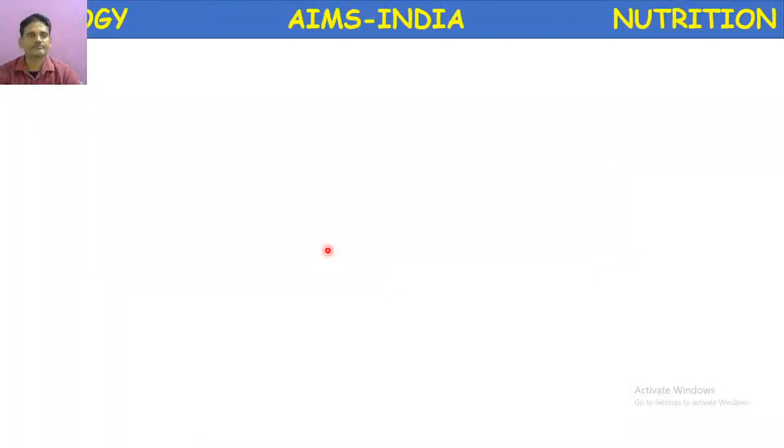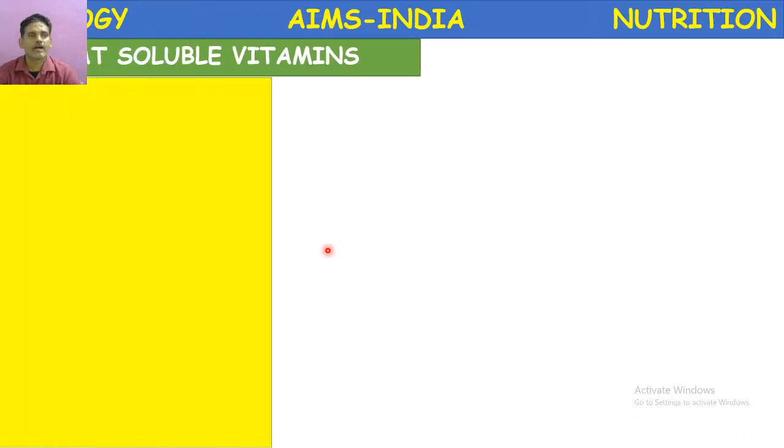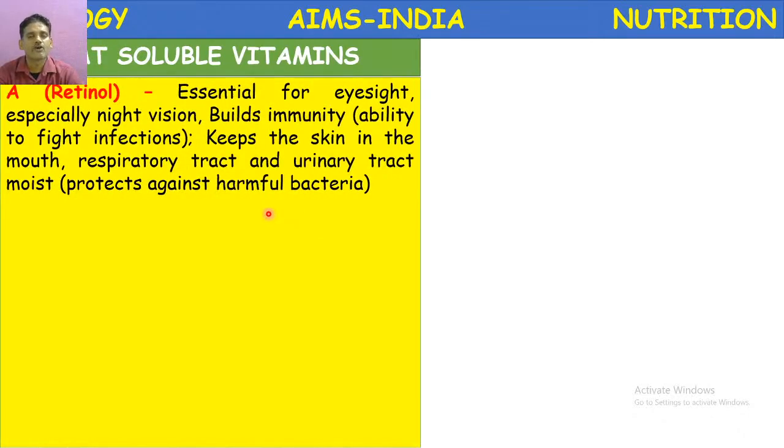Next, come to fat soluble vitamins. What are fat soluble vitamins? The vitamins which are soluble in fat are called fat soluble vitamins. Fat soluble vitamins are classified into four main types. They are vitamin A, vitamin D, vitamin E and vitamin K. So let us study one by one.